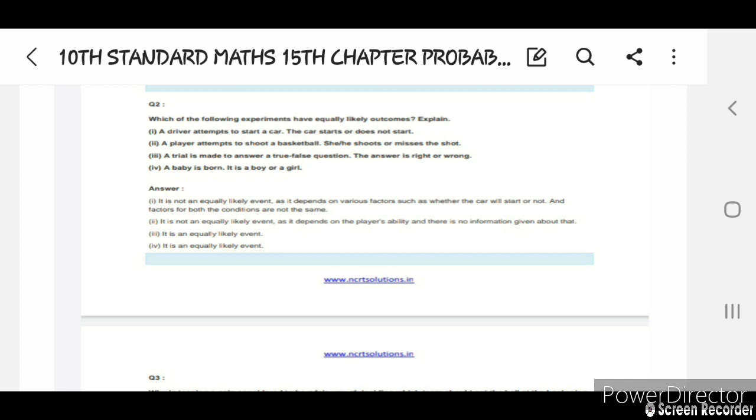Next, a baby is born. It is a boy or girl. It is an equally likely event because the baby will be either a boy or a girl. They are asking only that question, whether it is boy or girl. No more questions they are asking.